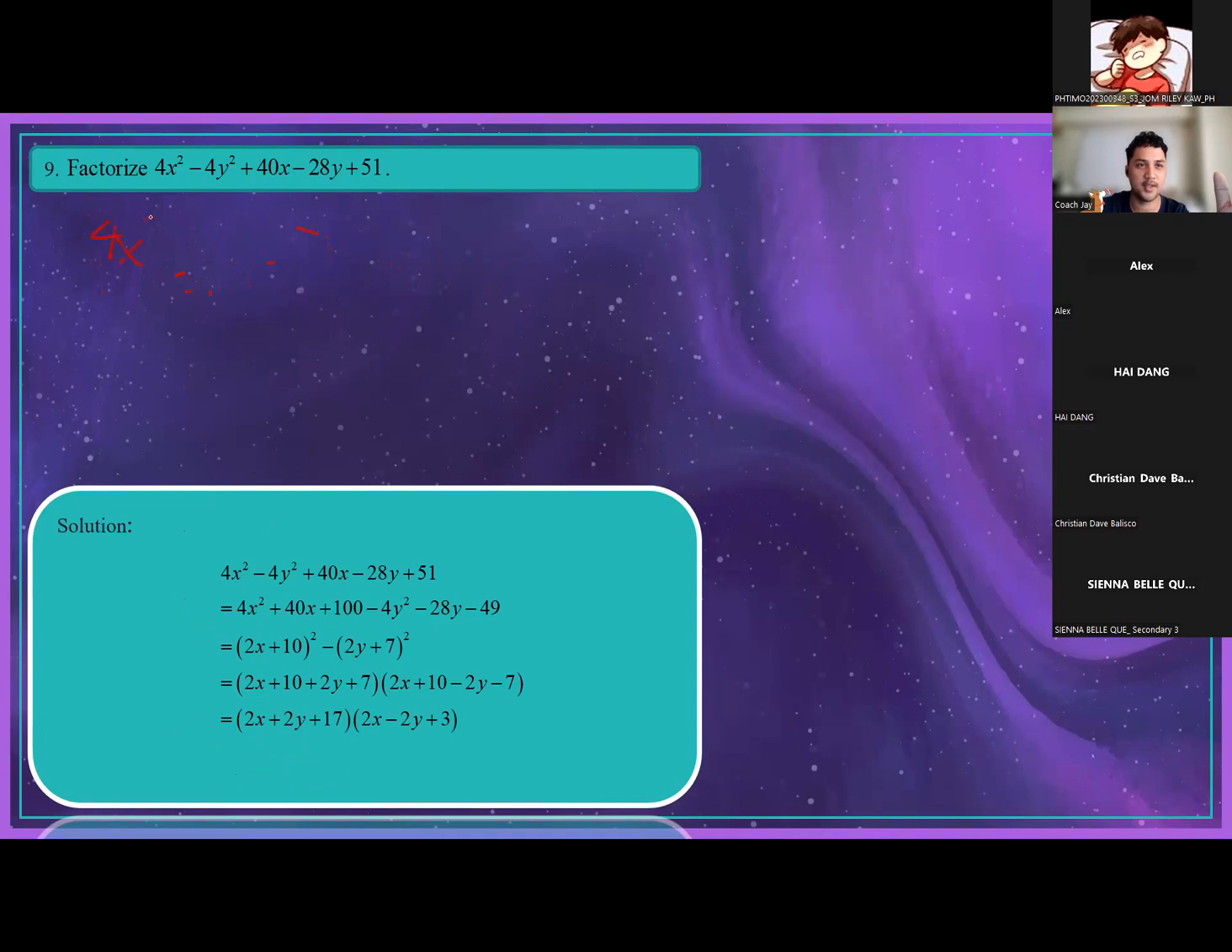First you have 4x squared plus 40x, and you leave a blank for the constant part of x. Next is the y: minus 4y squared minus 28y, and a blank. So there we have the remaining 51. Now we complete the square.